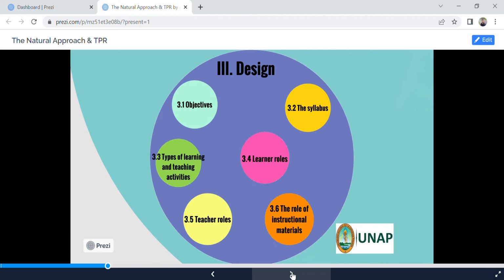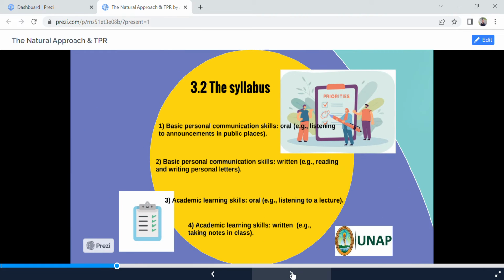Now, how about the syllabus? How is the syllabus organized in the natural approach? Well, there are four different aspects. One is basic personal communication skills in the oral form, for example, listening to announcements in public places, basic communication skills in the written form, like reading and writing personal letters, academic learning skills in the oral form, for example, listening to a lecture, and then academic learning skills in the written form, for example, when we take notes in class.